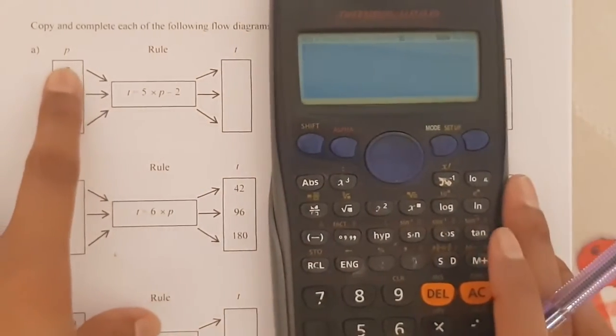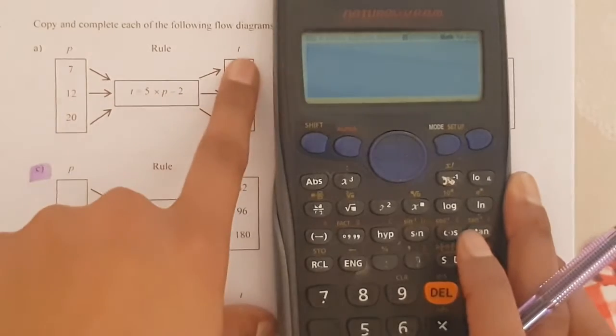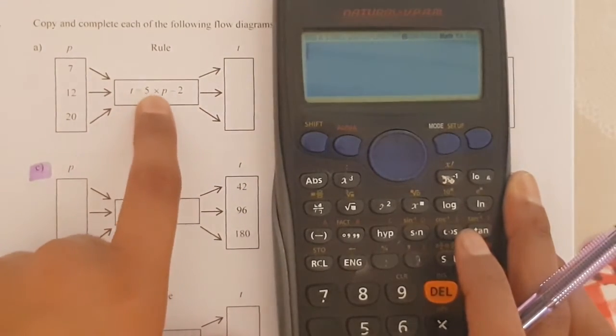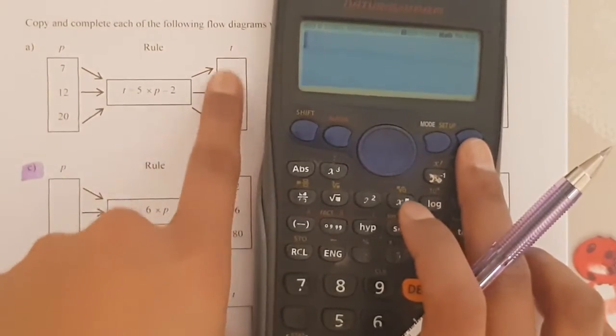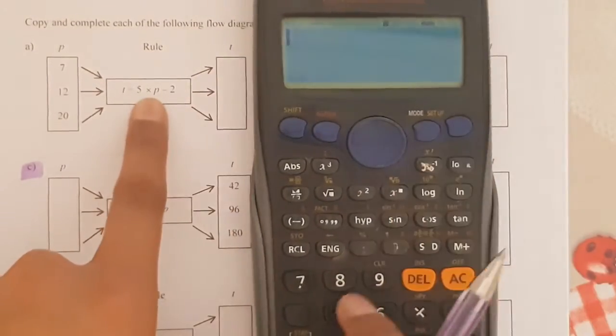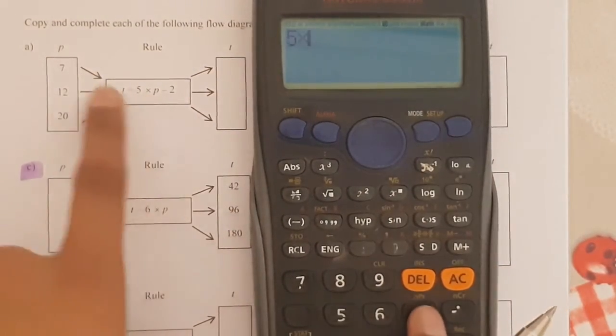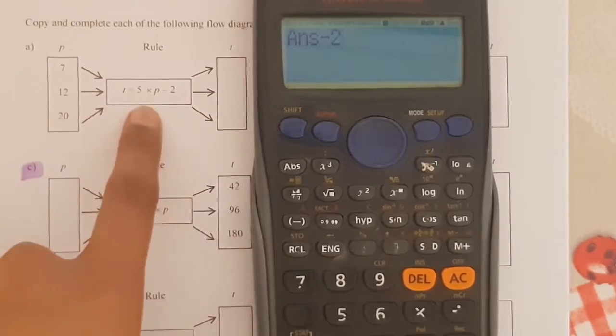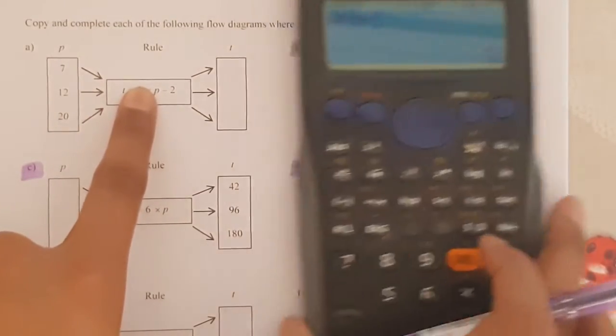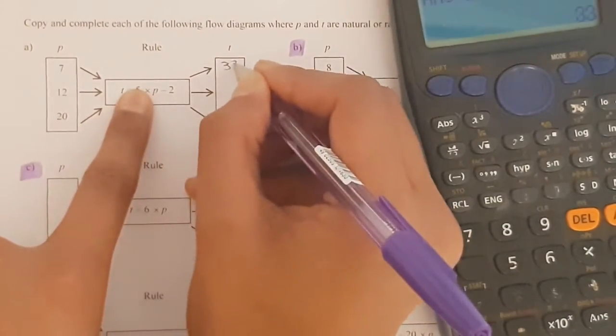When you look at A, it says to find T, take 5, times it with a value of P and then minus 2. So to find T, yes, we're trying to find T, take 5, multiply it with P. In this case, P is 7. Okay, get your answer. And then minus 2. Remember BODMAS. So first do the multiplication and then the subtraction. So it is 33 at the top.